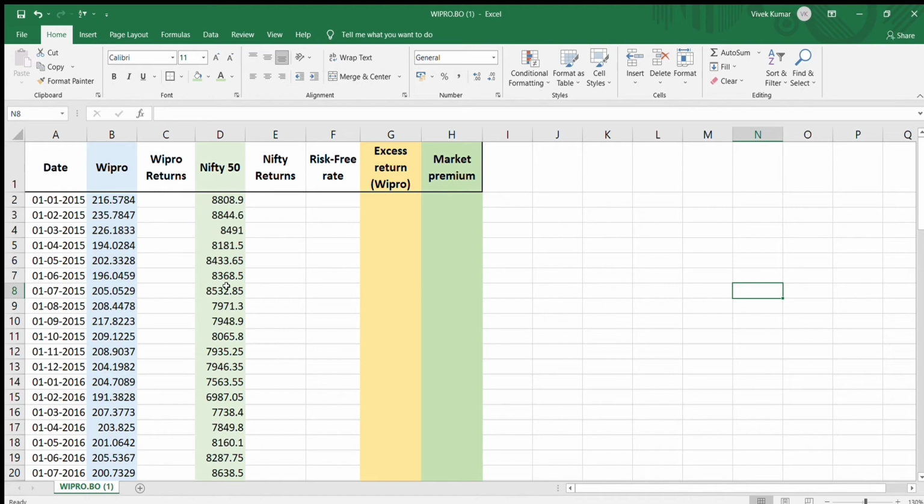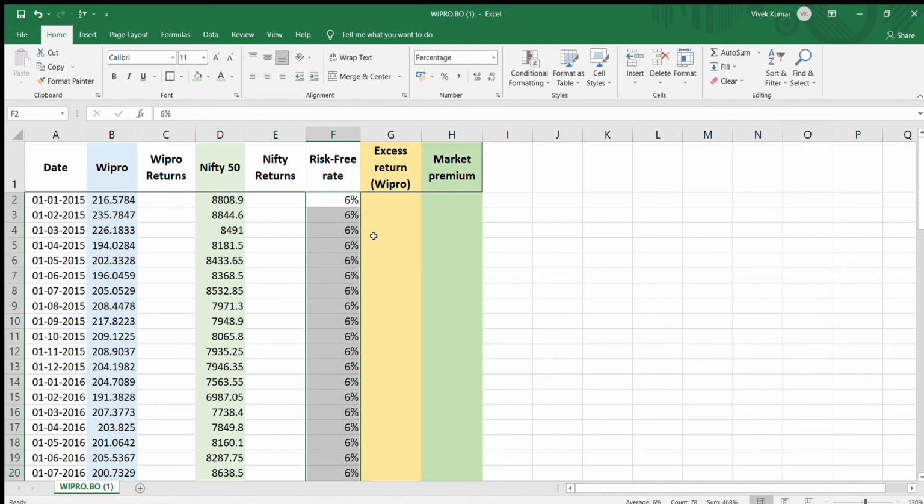Now we need to calculate returns for both the market index and the individual stock. Here the risk-free rate I am taking as 6%. Well, you can take any government 10-year bond, which is available on the internet. Then we need to calculate the excess return for Wipro and the market premium using this risk-free rate.